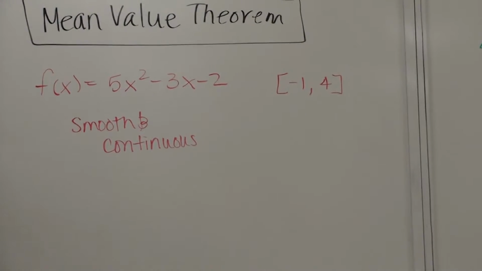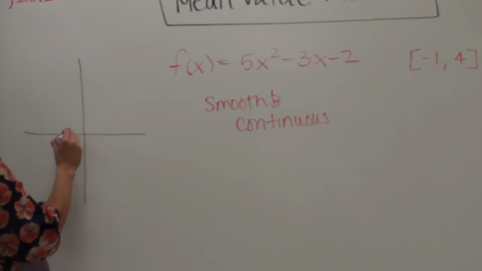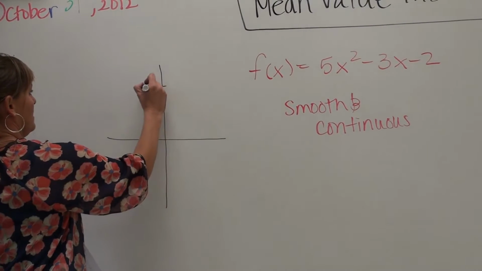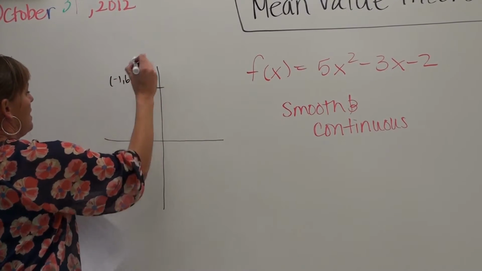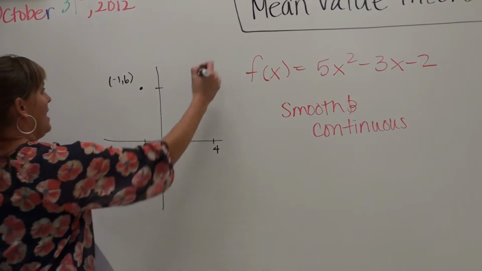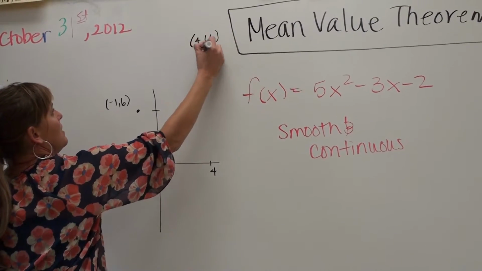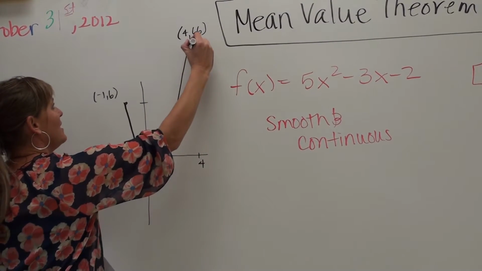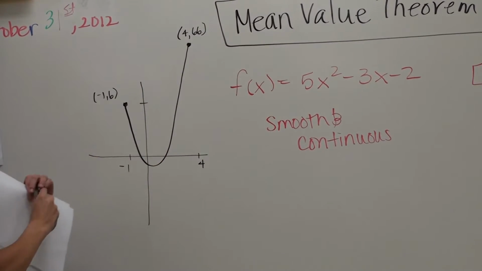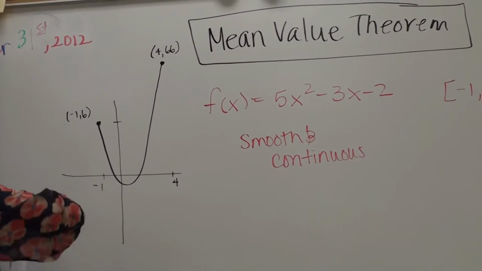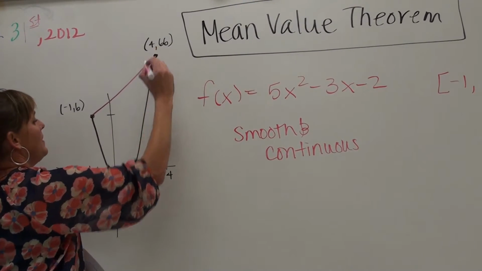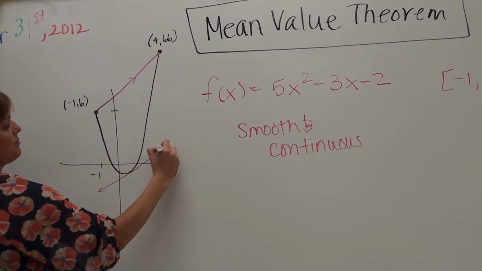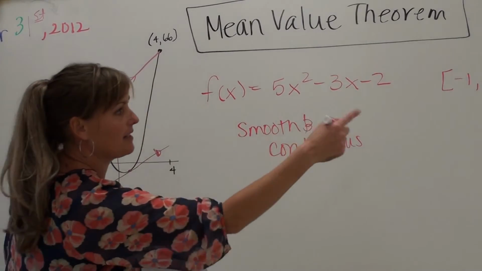So let's say I do a graph of this function. Now I evaluate the function at -1, and the function evaluated at -1 is 6. So this looks like this. And then I evaluate the function at 4, and that's way up here at 66. Not drawn to scale. So I know that it's going to be some sort of parabola that looks like that. So if I find the slope of this secant line right here, then it appears that there's also going to be some point down here where these two lines will be parallel, giving me basically mean value theorem.